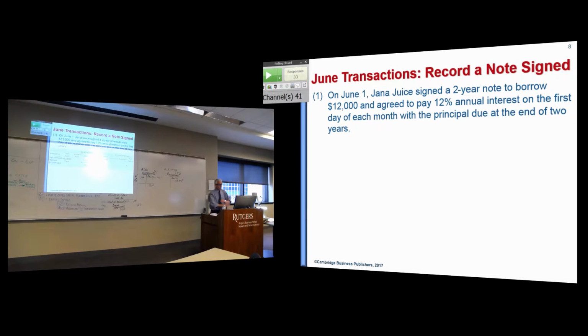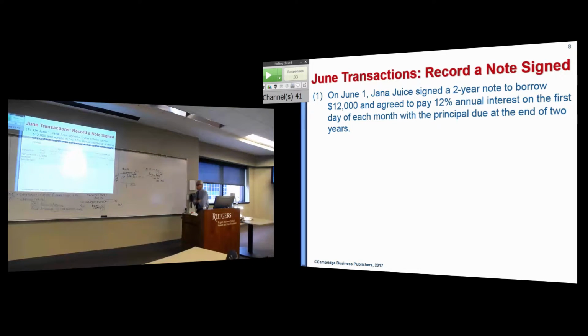So if we were still using the equation, we would increase the asset cash by 12, and we would increase the liabilities by 12. The equation balances, notes payable goes up by 12, cash goes up by 12. If we were looking at the source of cash, this would be categorized as a financing cash flow. This is a financing cash flow.